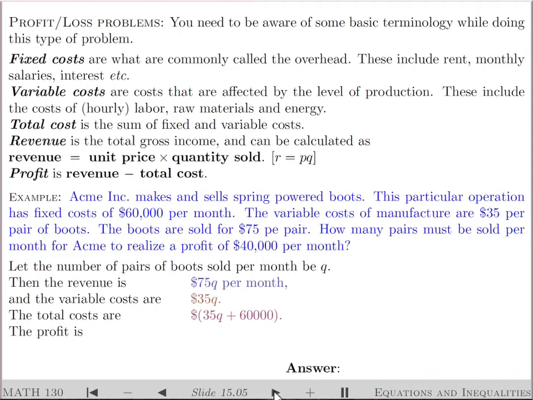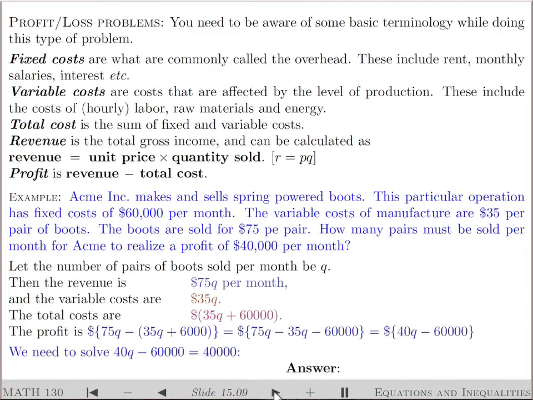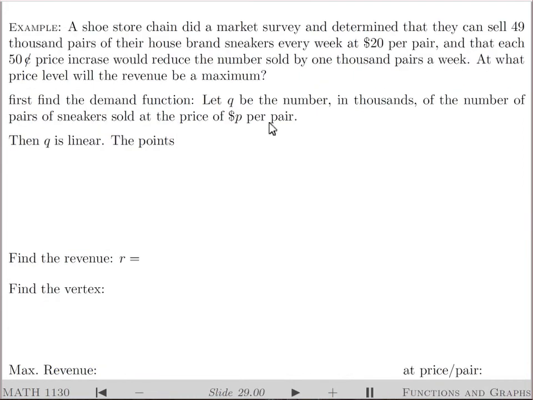And the profit will be revenue minus cost. And we want this to be 40,000. So we set that equal to 40,000 after simplification and solve for Q. It's a linear equation, so it's very simple to solve, and we get the quantity. Okay. Now let's look at a more complicated example where the demand changes with price.